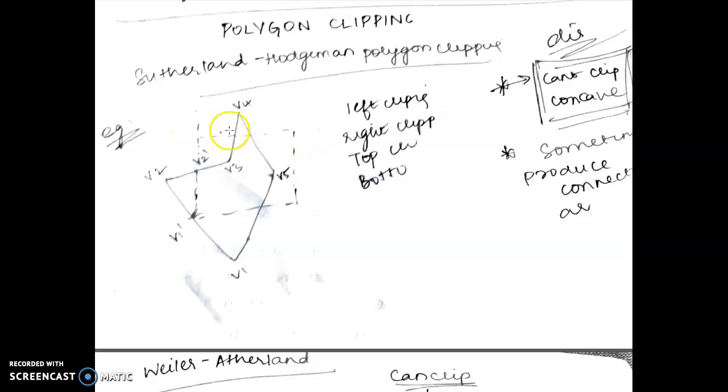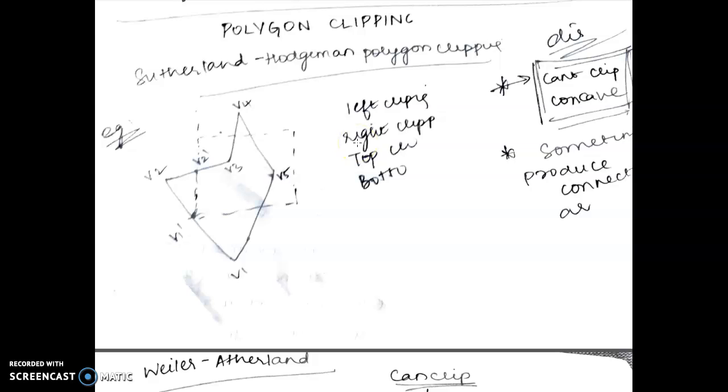And similarly the top clipping. Whatever is above the Y maximum will be clipped, and whatever is below the Y maximum will be unclipped. And similarly it does the bottom clipping. All the series, left clipping, right clipping, top clipping, bottom clipping, happen one after another, and what we get is the portion which is actually inside this window. So this is the process that takes place in the Sutherland-Hodgman polygon clipping algorithm.